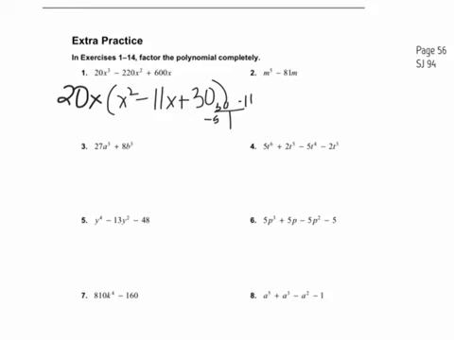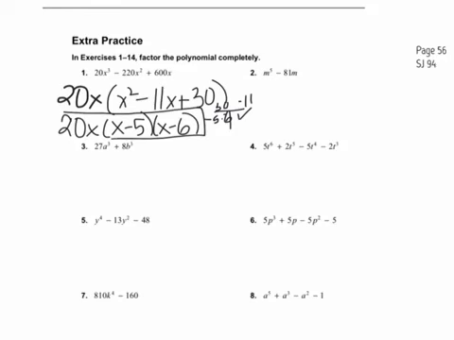Right off, I think of negative 5 and negative 6. Those will multiply to give me 30, and they will add to give me negative 11. So I'll put 20x, and then I'll put x minus 5 times x minus 6. And we just factored that completely. Okay, now for the next example, the only common factor is m. So I'll take out m.